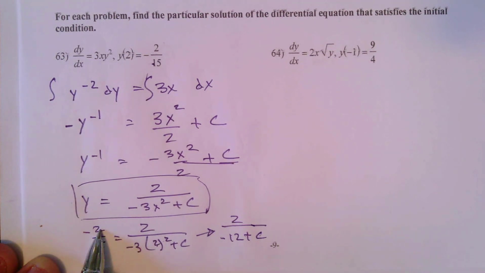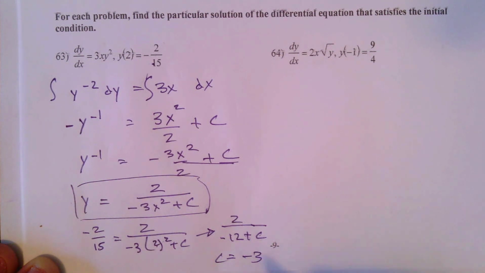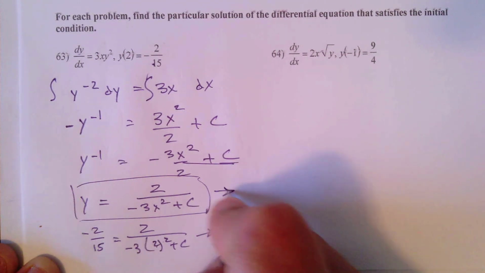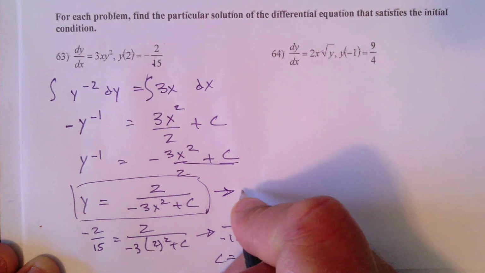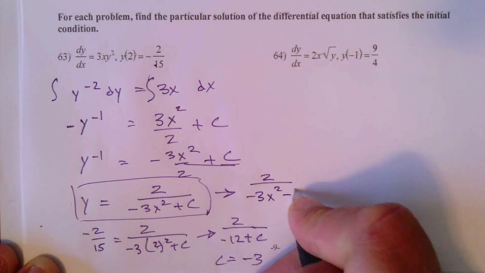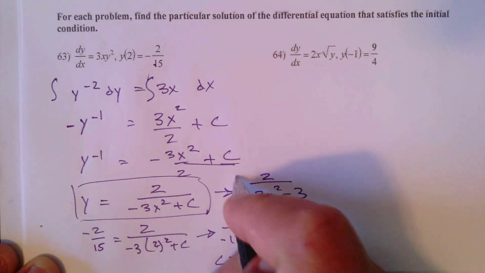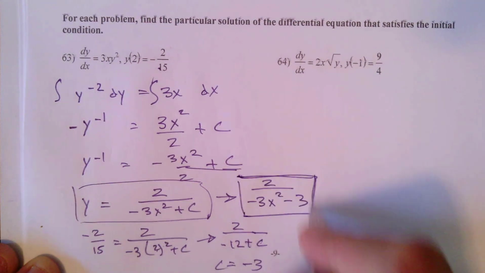And if I look over here, I've got the 2's matching up on top. So basically I want negative 15 on the bottom. So c here is negative 3. So if c is negative 3, then I have negative 15 on the bottom. 2 over negative 15 is the same as negative 2 over 15. So now that means that this equation is really 2 over negative 3x squared minus 3. Now I can replace the c with the c I just found as negative 3. So here's my final answer.